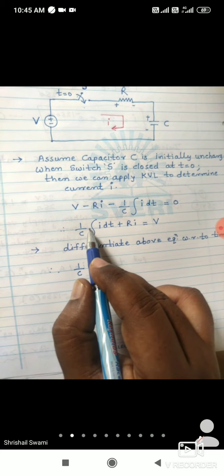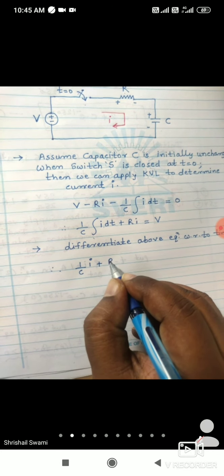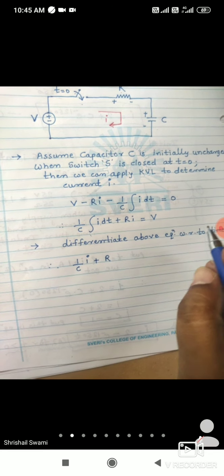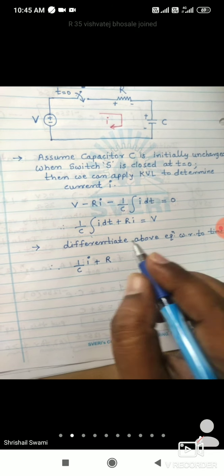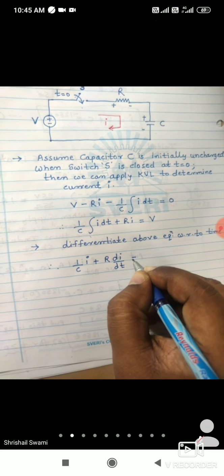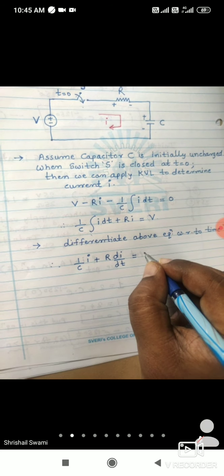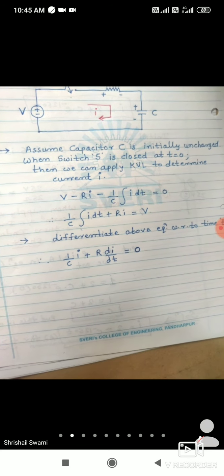Next, the integration derivation will get cancelled, only this I will come, plus R is a constant. So the derivative of I with respect to t, that is di by dt, will come. This is the constant, so the derivative of V with respect to t is 0. The derivative of a constant is always 0.